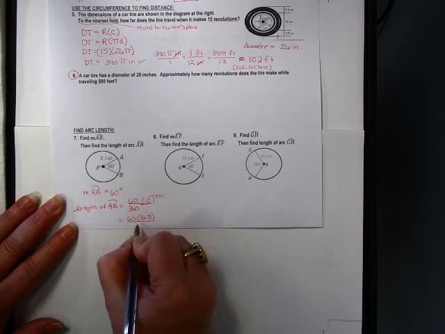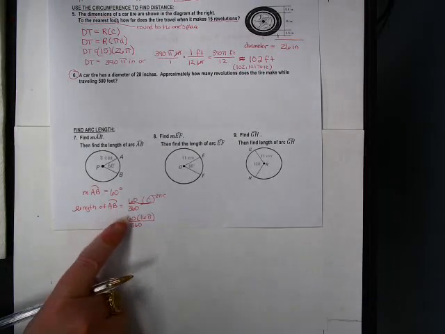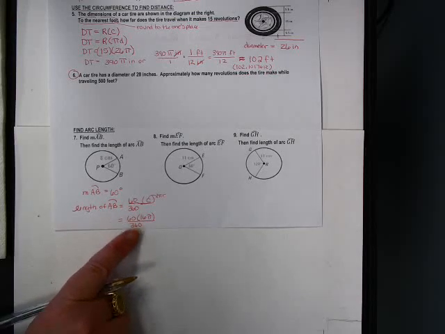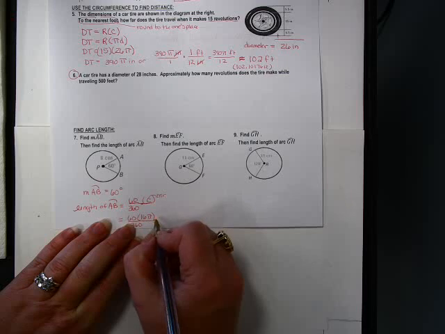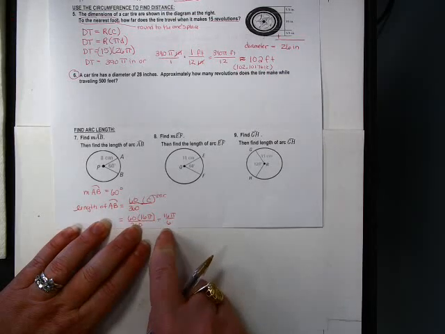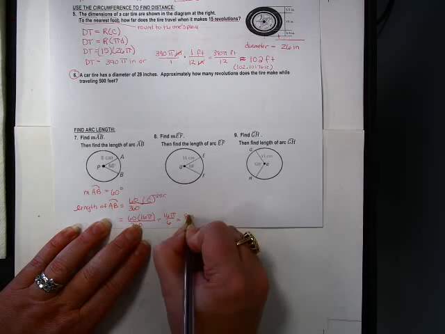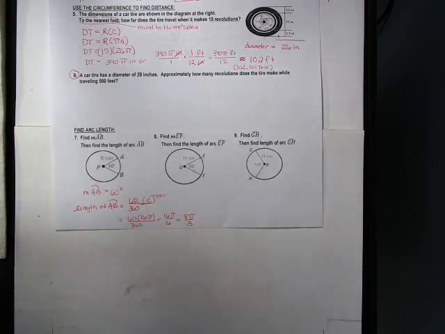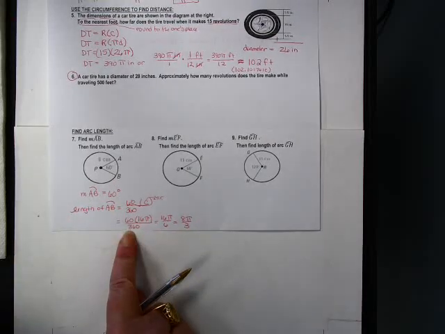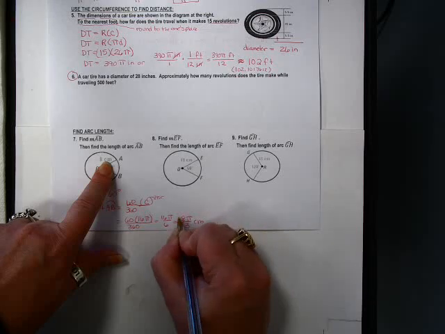over 360. Okay, now let's reduce that. Let's reduce the outside first. 60 and 360, so that's going to be 1/6. And so that's going to be 16 pi over 6. And then that still reduces by 2. And that's going to be 8 pi over 3. And I need a label. Now remember that the length of an arc is measured in units. So I figure out what units I have, and that's centimeters.